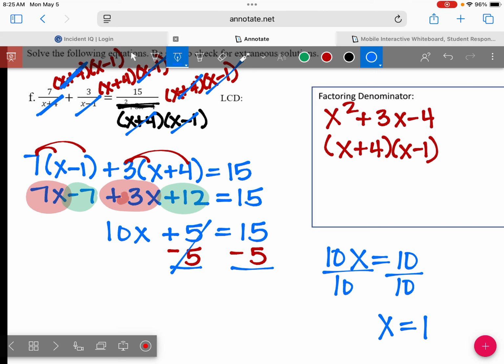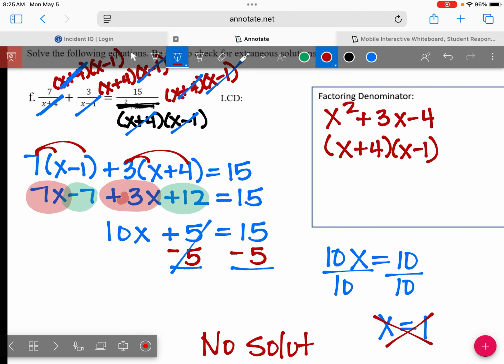Can I use the 1? Who says yes? Who says no? So again, what you have to do is check to see if when you put it in, you get 0. So if I put a 1 right here, what is 1 minus 1? 0. So that means that this does not work. So there is no solution.